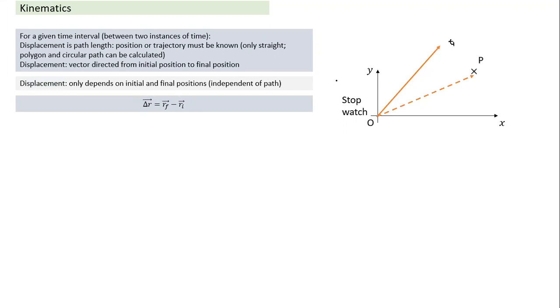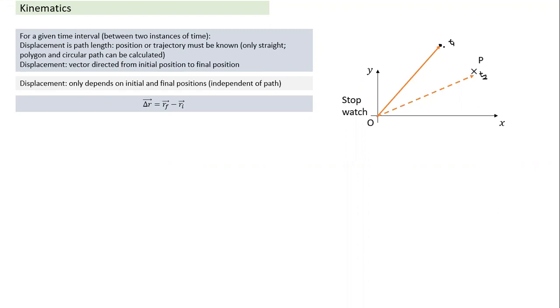What is displacement? This is where the particle was at time instance t1. Its position has shifted to another point at time instance t2. The time interval is t2 minus t1, and this is the position it has shifted to. So what is displacement? Displacement only depends on initial and final position. If I have to find displacement between time t1 and t2, I only need to know its positions. There's no requirement to know the path it has taken. So displacement only depends on initial and final position, and is independent of path.